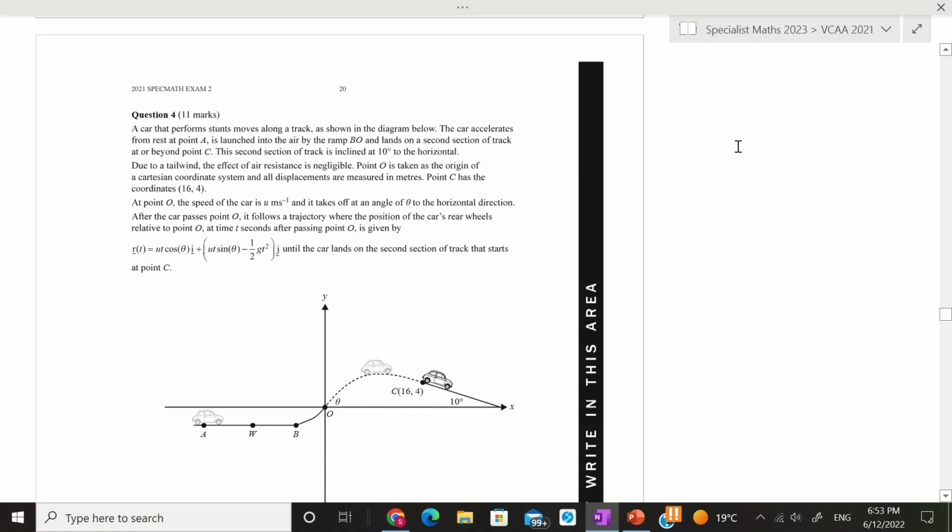Hey guys, today we'll be going over the 2021 Special Exam 2, specifically question 4 from this exam. This exam itself was actually considered to be one of the most difficult special exams ever created in the history of special in VCAA. And this question in particular, a lot of students had trouble with it.